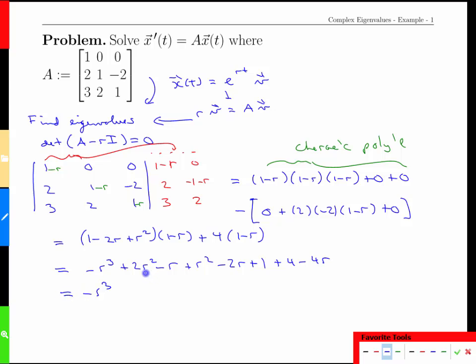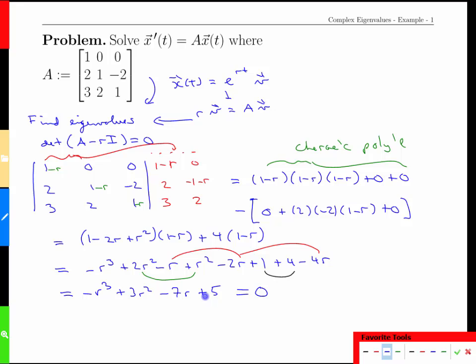Negative r cubed. We've got the r squared terms there, so we've got 3 of those. We've got r terms here, minus 3 minus 7r. And last but not least, the constant terms, which give us plus 5. And we want all of that to equal 0.